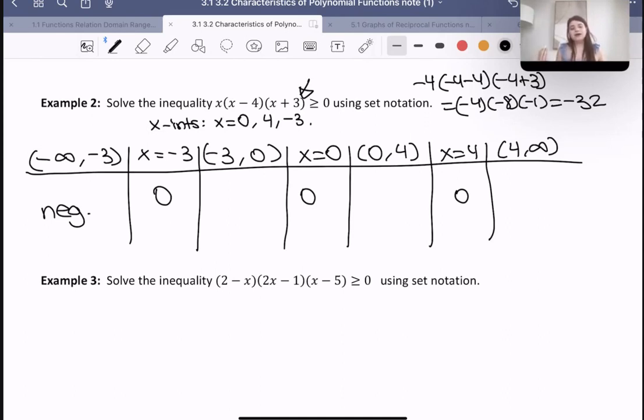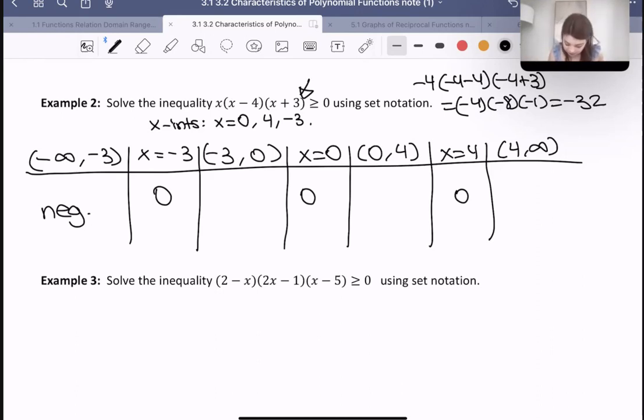Well, because in order for the interval to switch from negative to positive or positive to negative, we have to have a 0 there. And the first 0 we have, the first x-intercept we have, is negative 3. So if one of the points before negative 3 is below 0, that means that entire interval must be below as well.